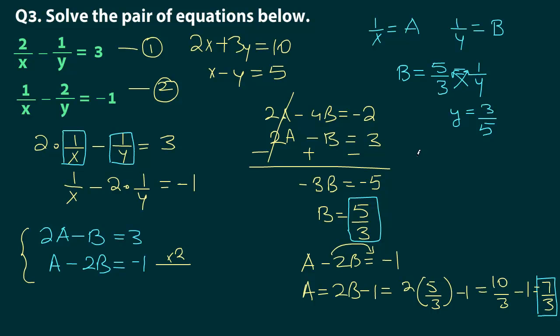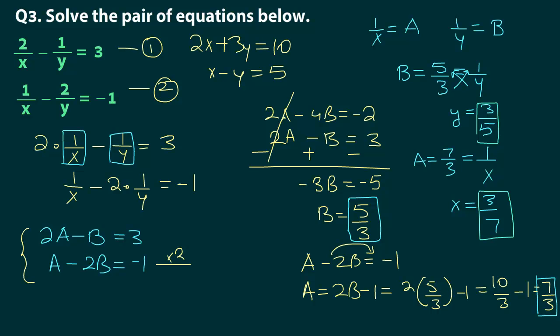Similarly, a is this value 7 by 3, but a is nothing but 1 by x. So on solving this, we will get x as 3 divided by 7. Now we have actually found out the values for x and y. This is the value of y and this is the value of x. This is how we solve these questions where the variables are in the denominator.